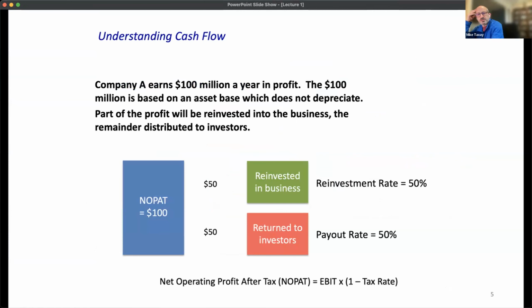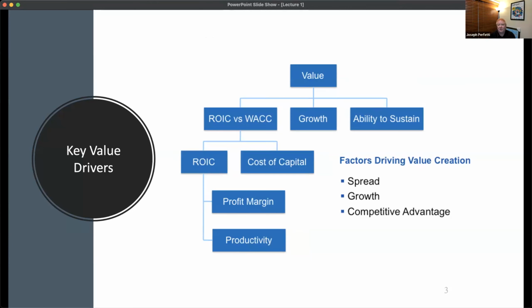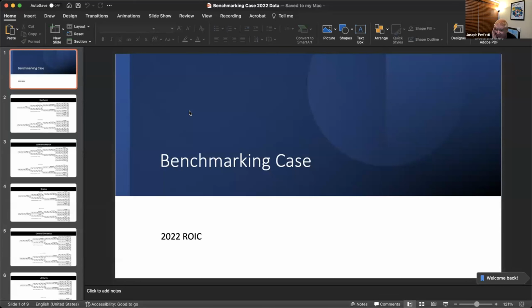Can we go back for a moment? You said productivity. What do you mean by that exactly? So productivity, which we'll get to when we talk about the ROIC drivers next week. But let me preview it with some data to illustrate a point. Open up this file. All right. Can you see this file that says benchmarking case?